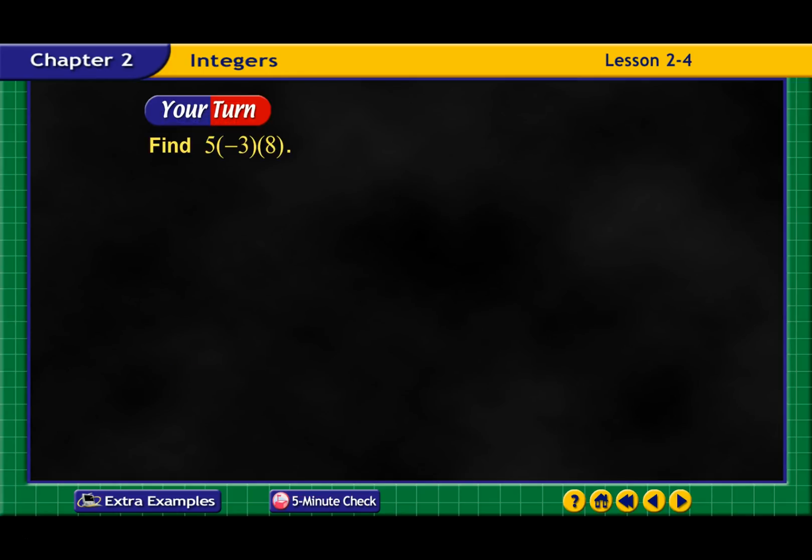All right, pause this, give it a shot. All right, so I'm going to start on the left. So I'm going to go 5 and negative 3. Those two together are going to be a negative number, so negative 15. There was an 8 over here too. Terrible 8, sorry. So bring my 8 with me. Negative 15 times 8.